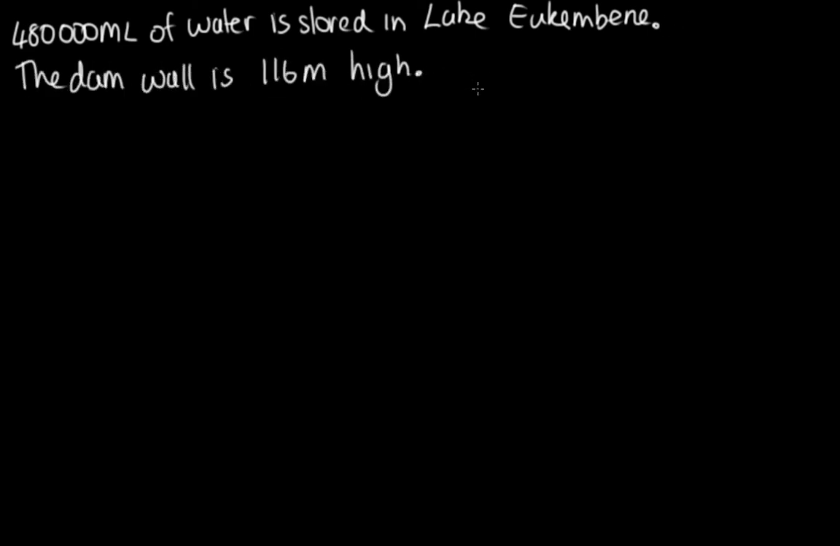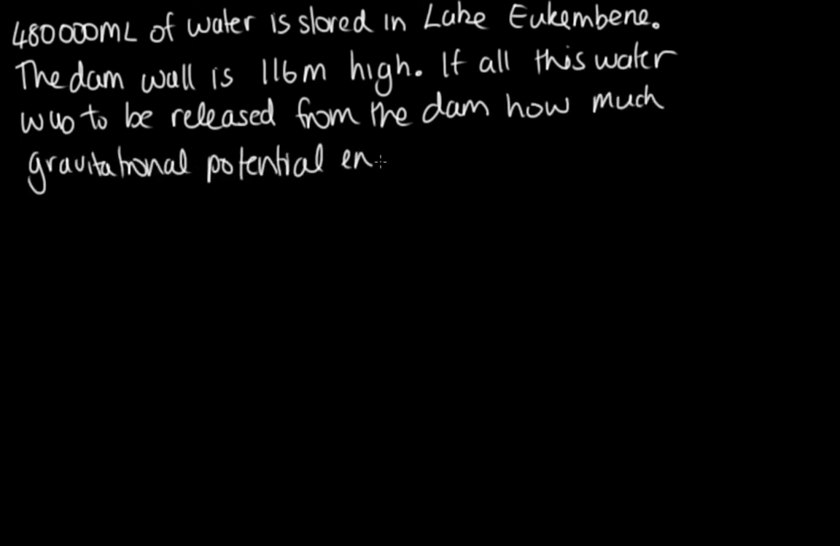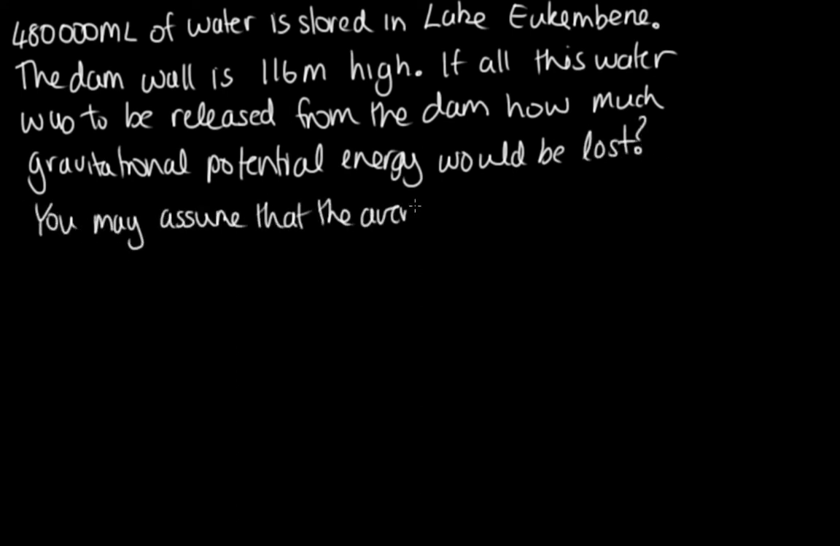Okay, so the question is: 480,000 megalitres of water is stored in Lake Eucumbene. The dam wall is 116 metres high. If all this water was to be released from the dam, how much gravitational potential energy would be lost? You may assume that the average height of the water is half the height of the dam.